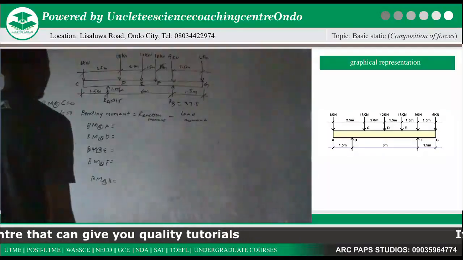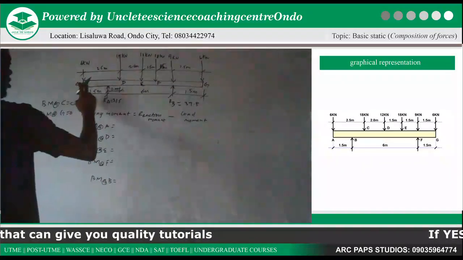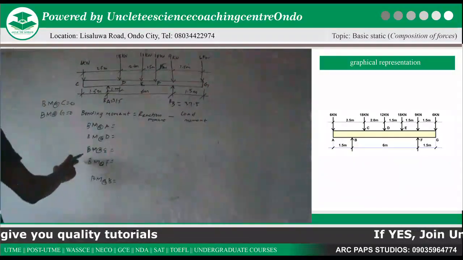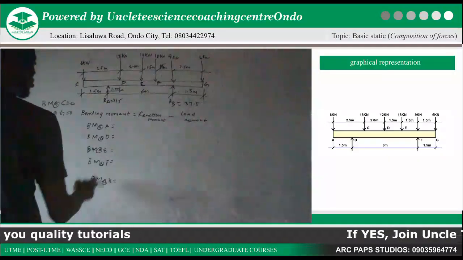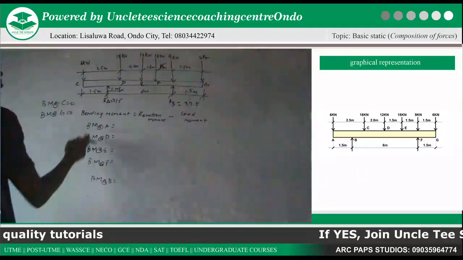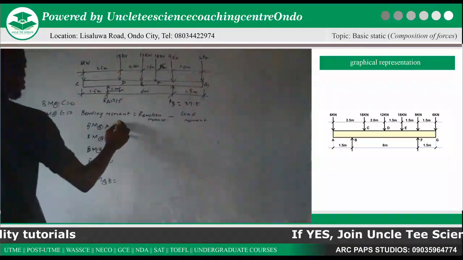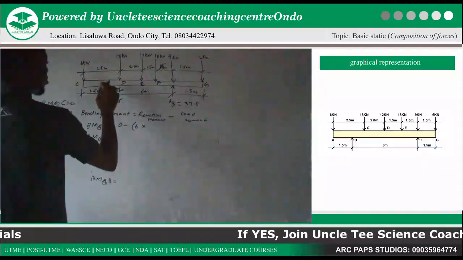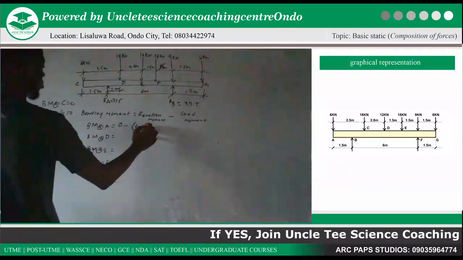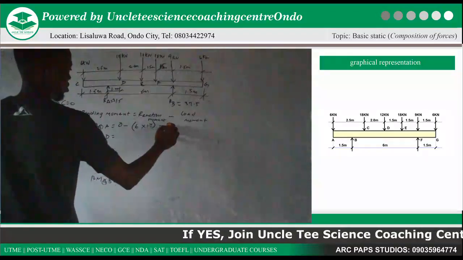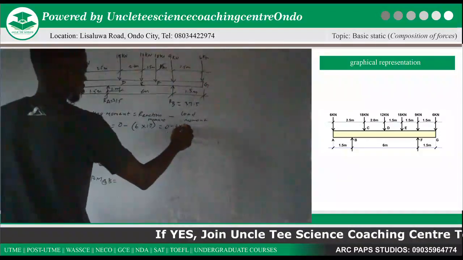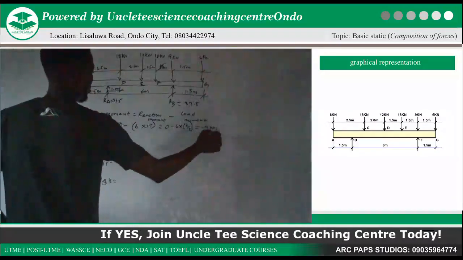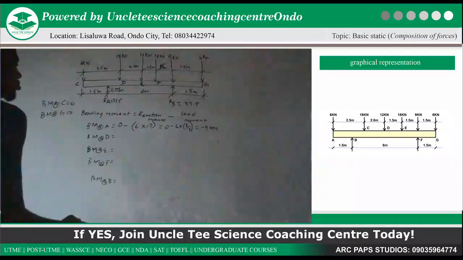Let's find the bending moment. We should know that bending moment at C and G will be zero. Now, bending moment at A, reaction moment minus load moment. Before A, is there any reaction? No. So this will be zero minus load moment, 6 times distance to A, 1.5. So this will be 0 minus 6 times 3 over 2, and that will give us minus 9 kilonewton meter. So bending moment at A will be minus 9.